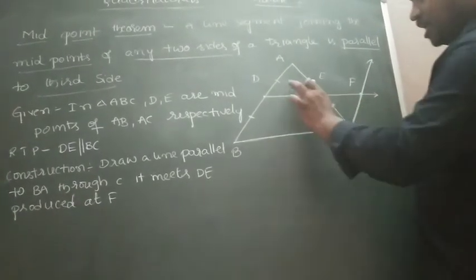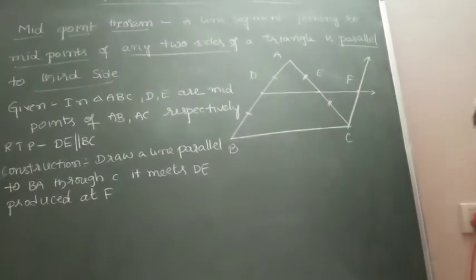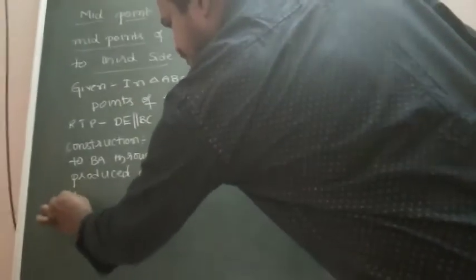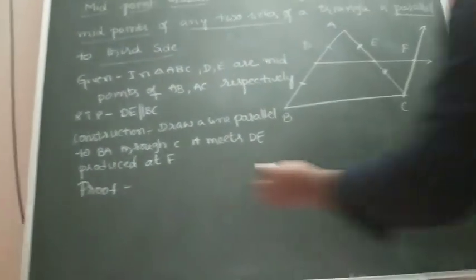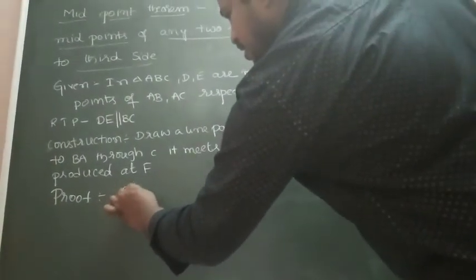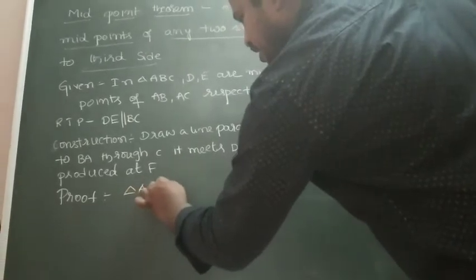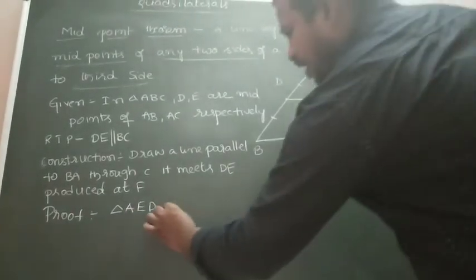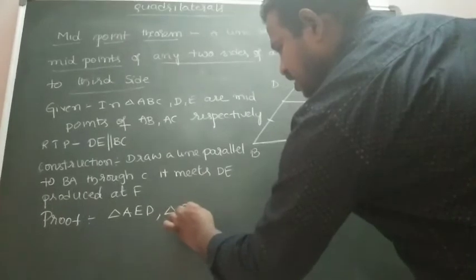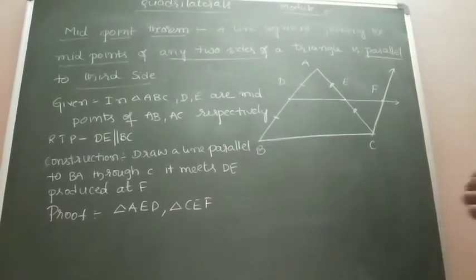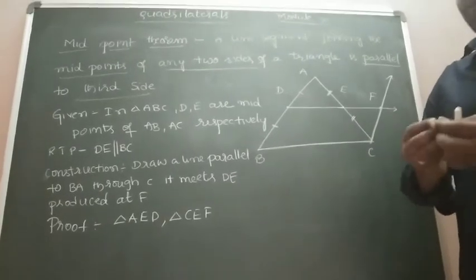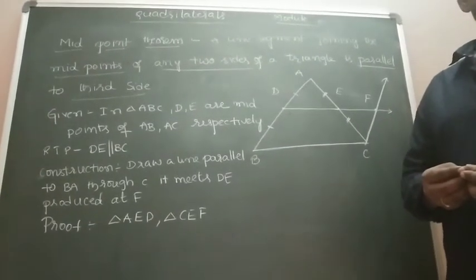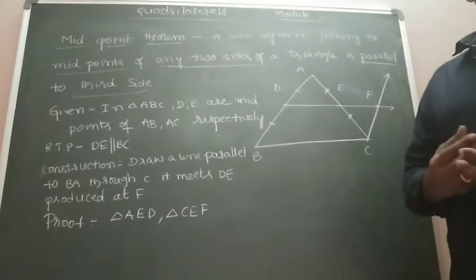This triangle and this triangle. Yes, see the proof, children, everyone. The proof is, I consider triangle AED and triangle CEF. I am going to prove these two triangles are congruent. Already in the triangles lesson, we learned the congruencies. We revised them so many times now.